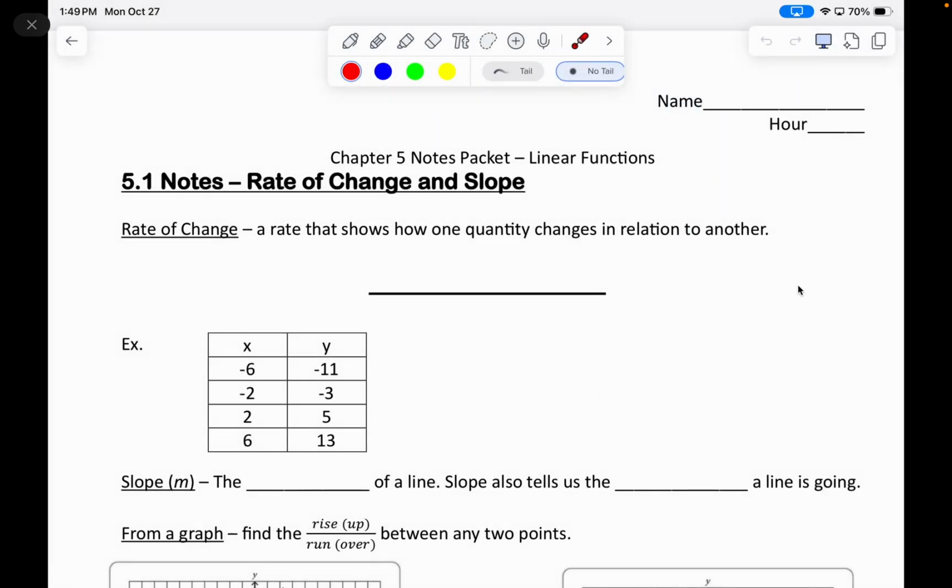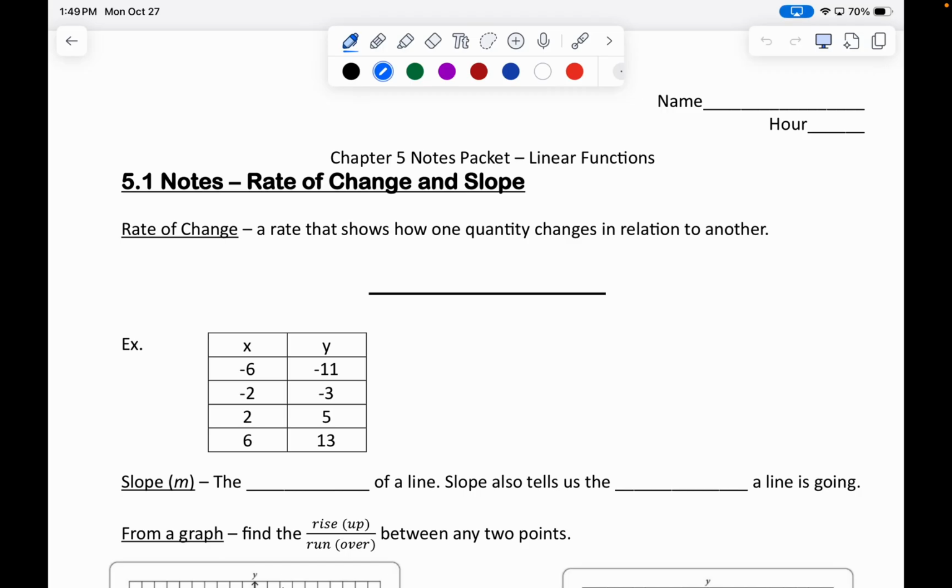So for chapter 5, everybody, chapter 5 is about linear functions. It's still function stuff. Everything is going to be focused on lines. Okay? We should all have hopefully a notes packet. It's just going to be focused on lines. I know this packet is a lot heftier than the previous ones, but there's a lot of graphs. Graphs take up space.